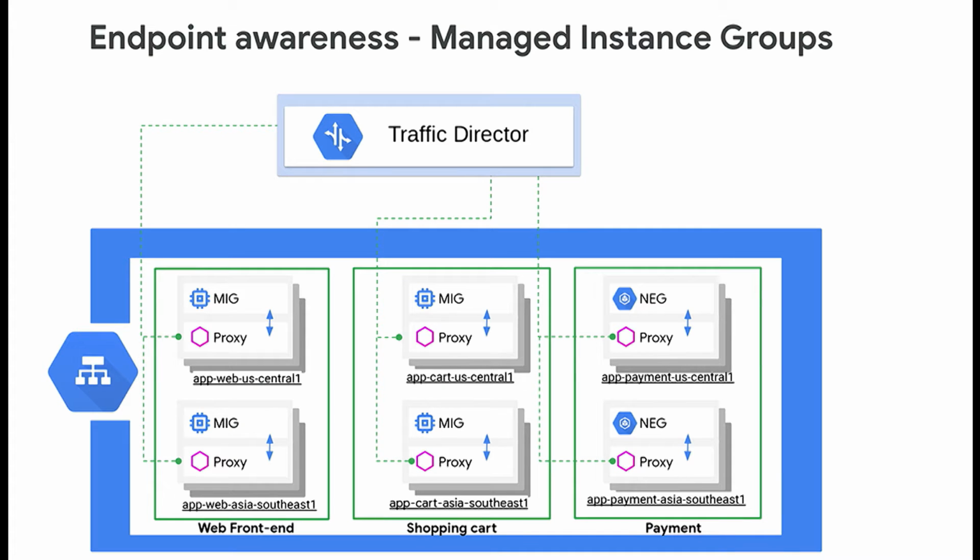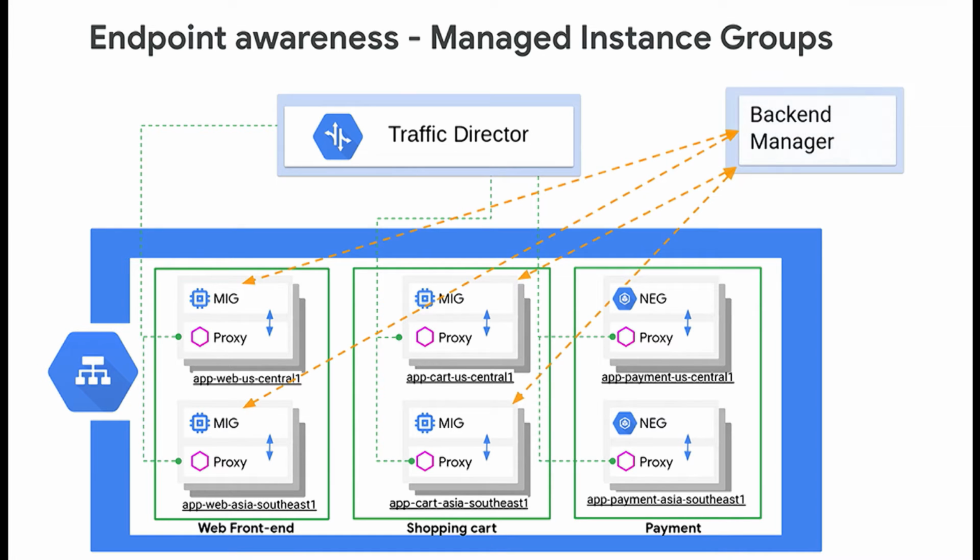Okay. So the first thing is, how do Traffic Director and these Envoy proxies know where these endpoints live? For managed instance groups, we have what's called backend manager, which is keeping track of whether this VM is healthy, whether this endpoint is healthy and available. And that talks to Traffic Director. So Traffic Director can then inform all those Envoy sidecar proxies: hey, you have serving capacity here, this is healthy, here's how to get to it.